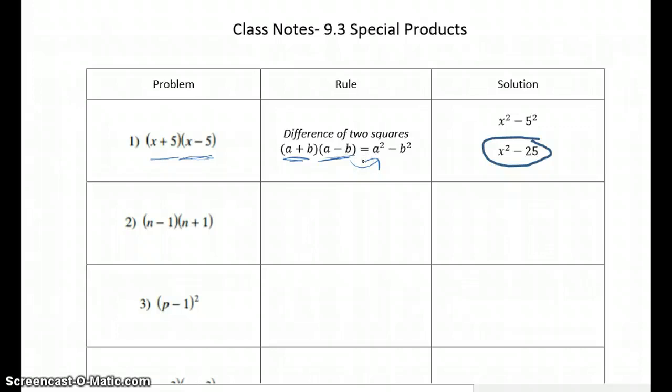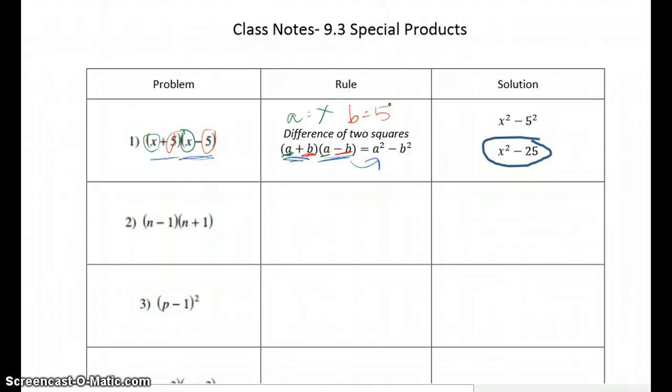So in the first example, our first term is the same. We have x as our first term in both polynomials, just like we have our first term as a in our rule. So a is going to be equal to x. And our second term in each of these polynomials is 5. We have x plus 5 and x minus 5, where in our rule we have plus b and minus b, so b is going to be equal to 5.